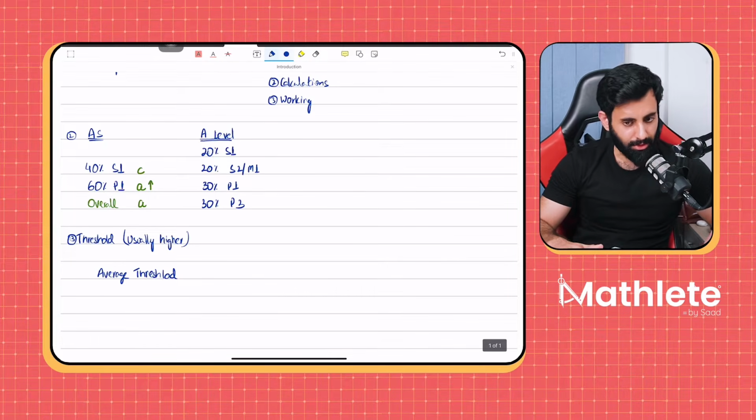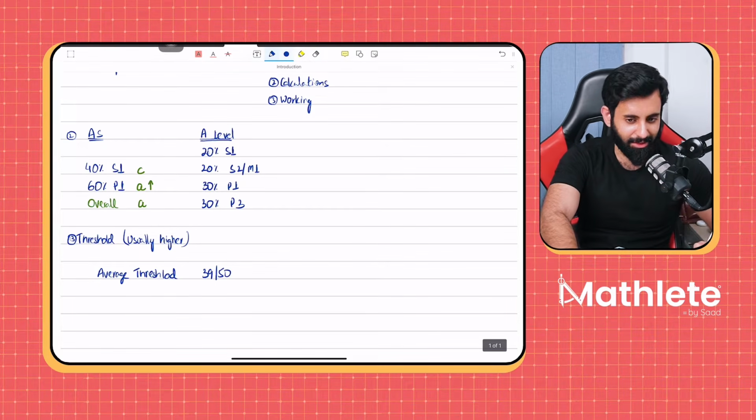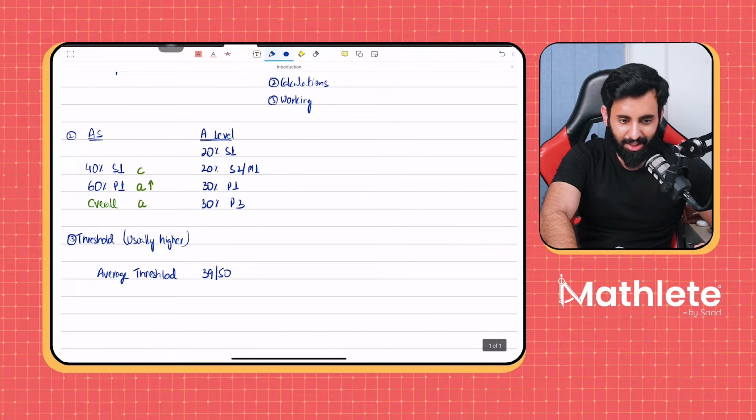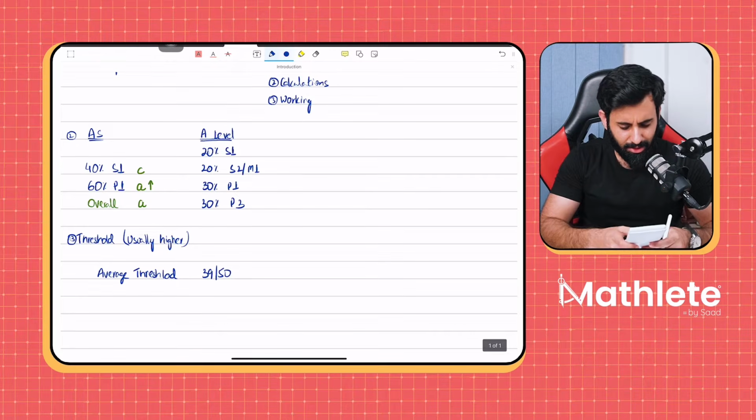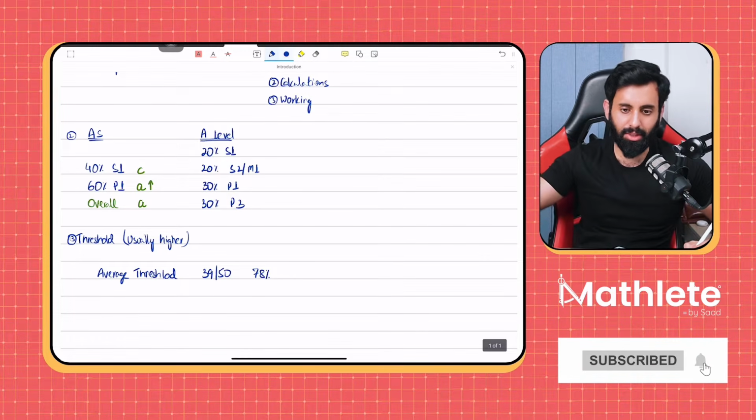39, yeah. Good job, Fatma. Did you know this already? Or was that a guess? 39 out of 50. Okay, not 45, that would be insane. 39 out of 50, which is just below 80%. 39 divided by 50, 78%. That means you have to score at least 78% in order to end up with an A.